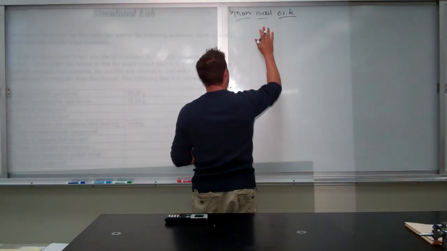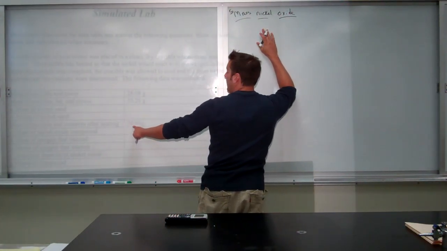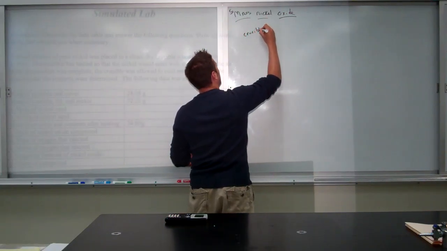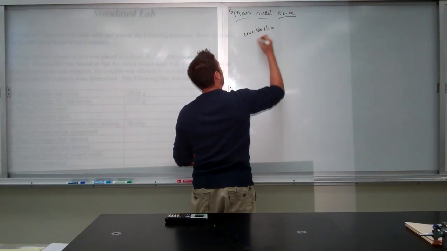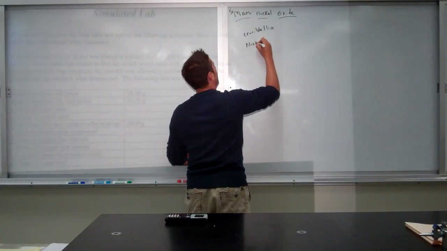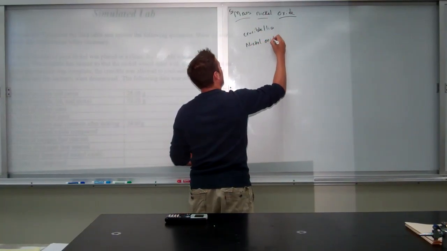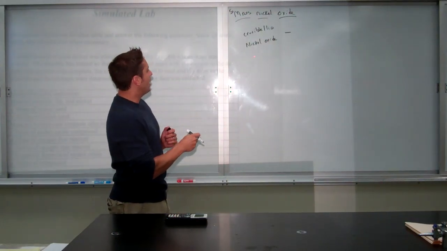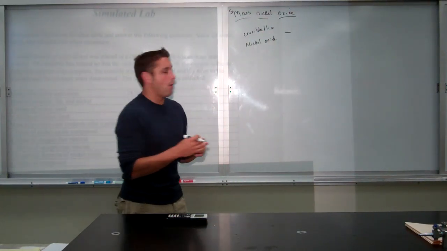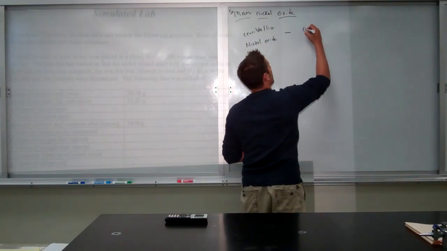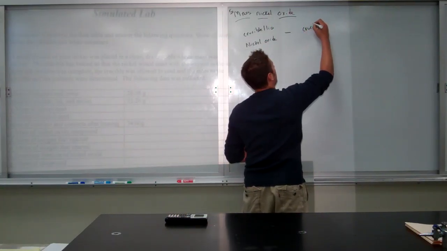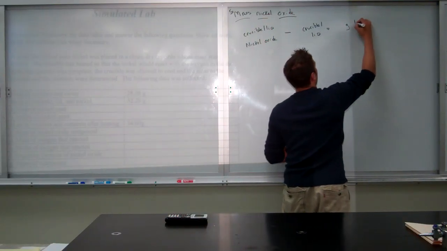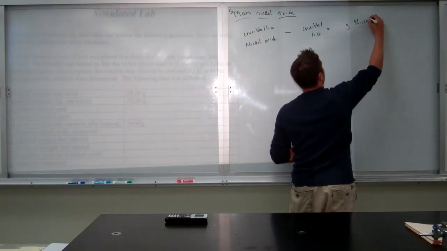So if we want just the nickel oxide, we need to take the crucible, the lid, and the nickel oxide minus, no surprise, if I have nickel oxide with the crucible and lid, and I want the nickel oxide, we have to take away the crucible and the lid. And that will be the grams of the nickel oxide.